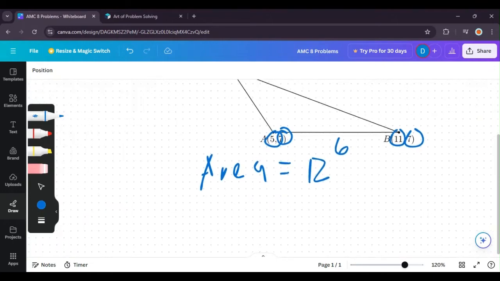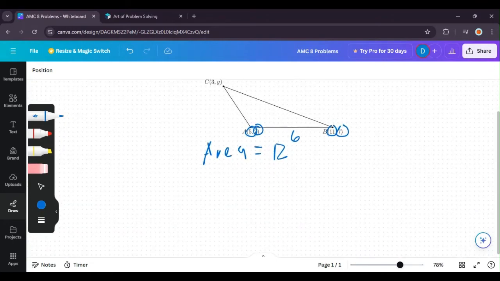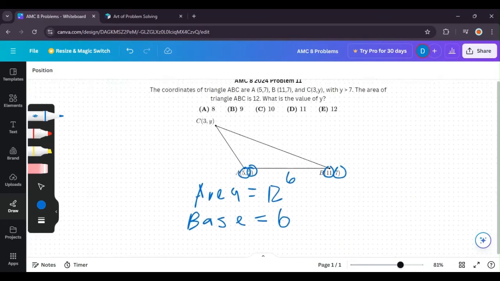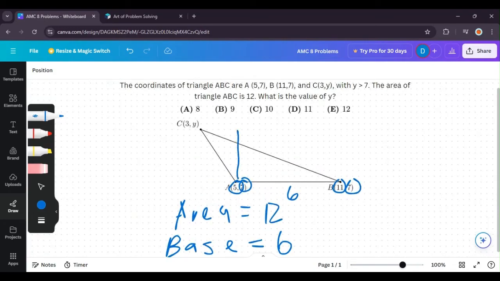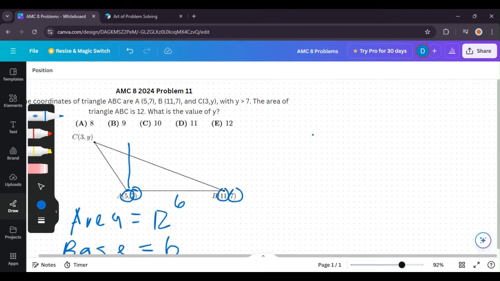So the base is 6. And that will help us find the height. So all I want you to do is find the height of the triangle. And this might be a weird triangle. However, we treat all triangles the same. We don't want to be unfair to any of the triangles that don't look like a right triangle.